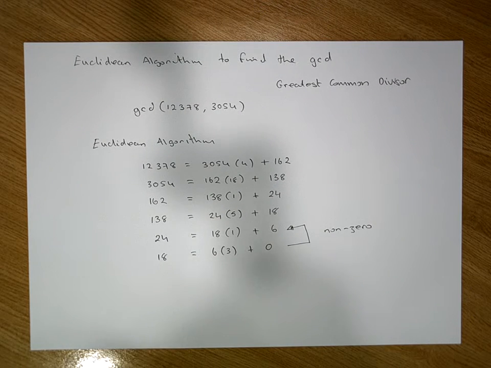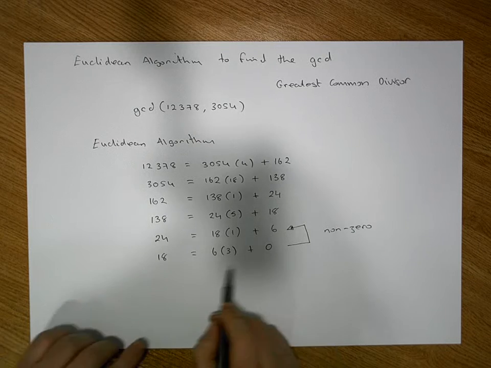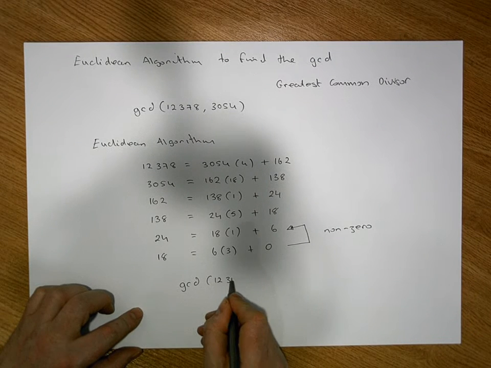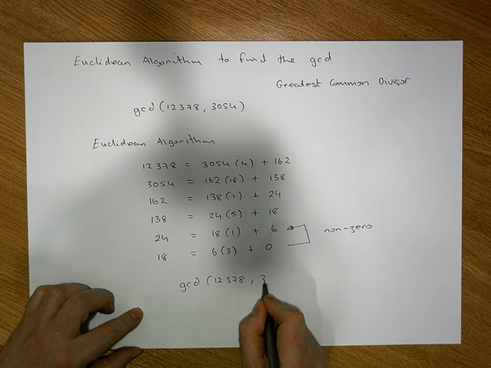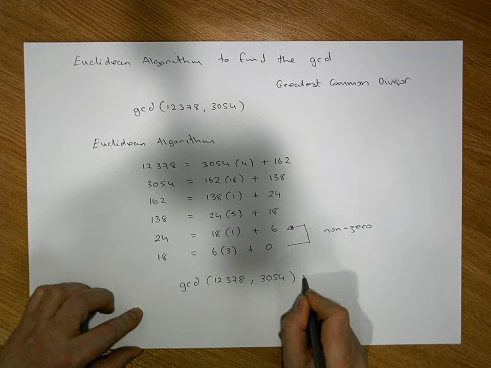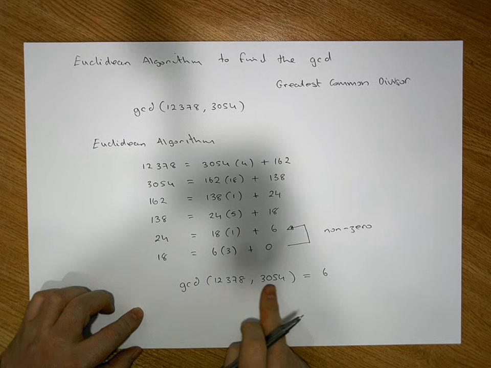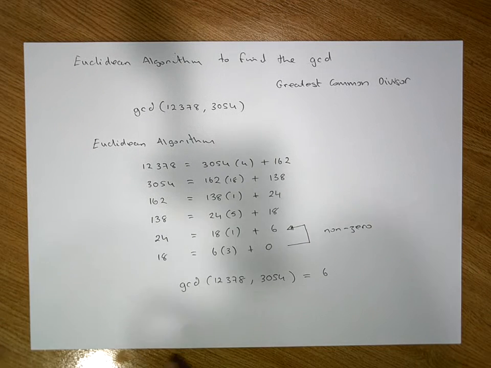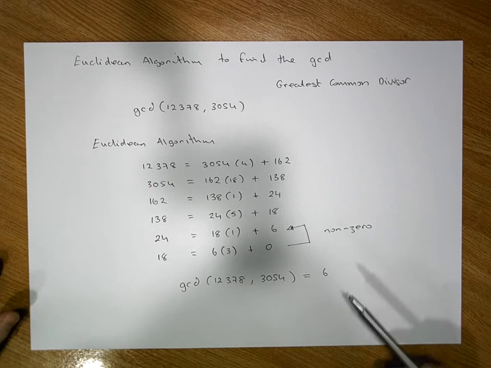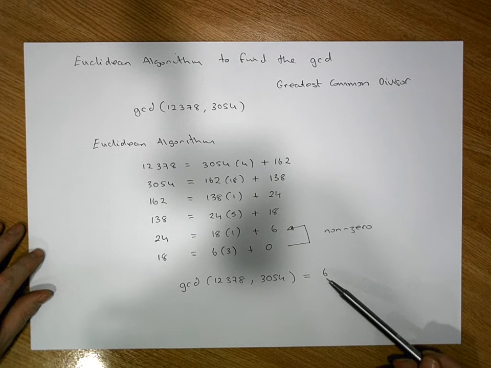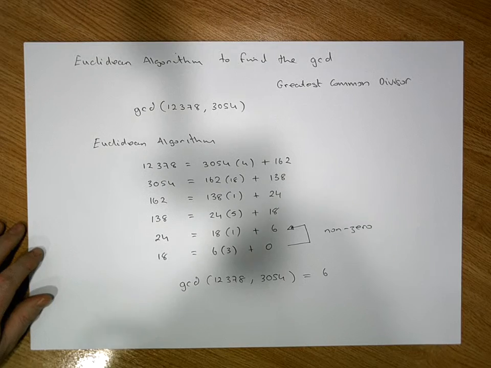Let's have a little look at this. So really what we're saying here is that the GCD of 12,378 and 3,054 is equal to 6. So the largest number that divides into both of these numbers is 6. Now, how does this process work? How are we sure that the last non-zero remainder is the greatest common divisor?